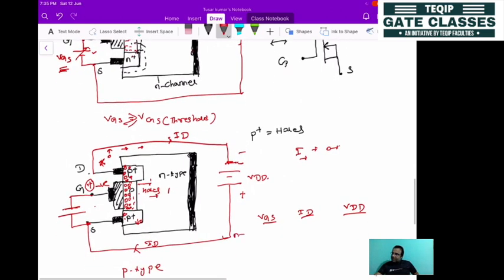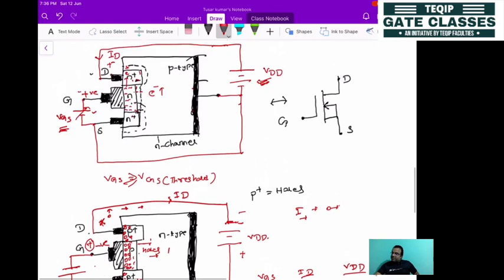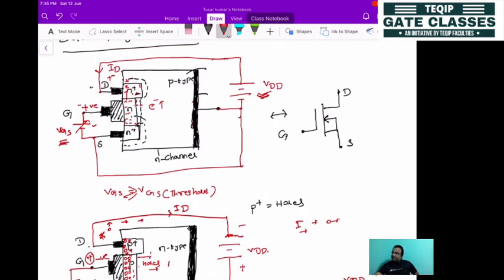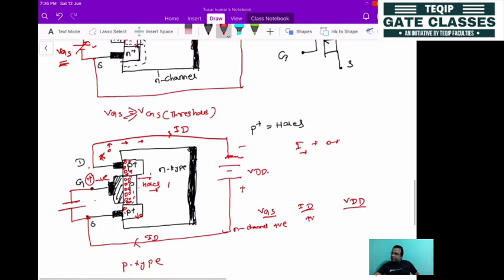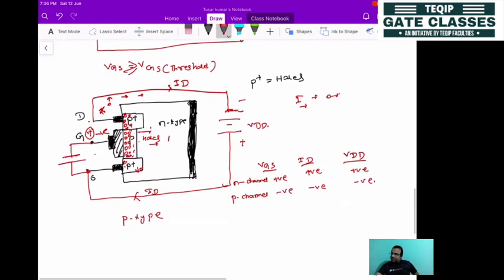So for the N channel, VGS is positive. If you assume this is the positive direction of the drain current, then the drain current is also positive for the N channel, and VDD, let it be positive. But for a P channel, VGS is negative, ID is also negative because the direction has changed, and VDD also becomes negative, just for showing.